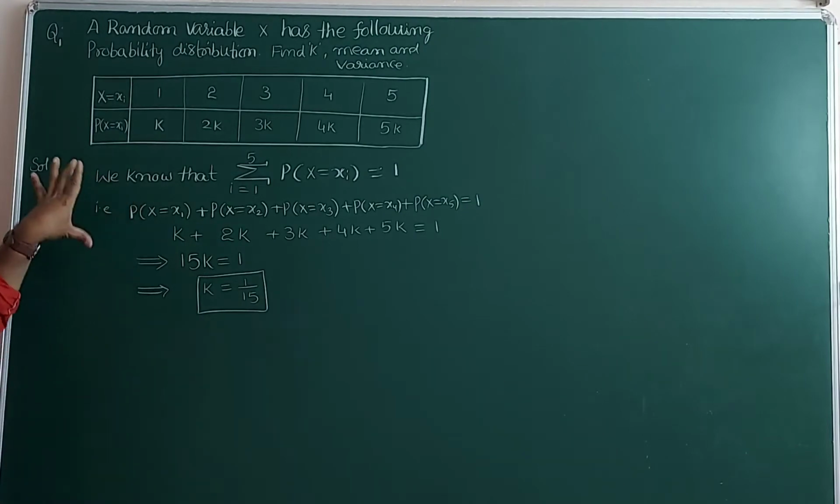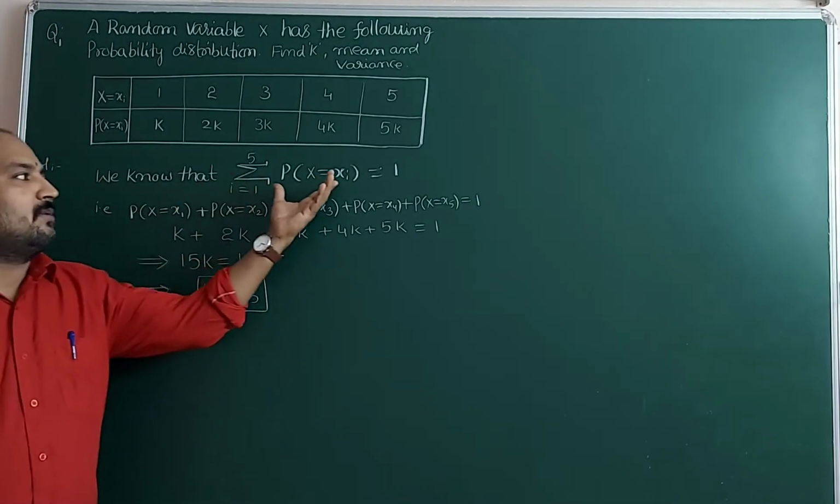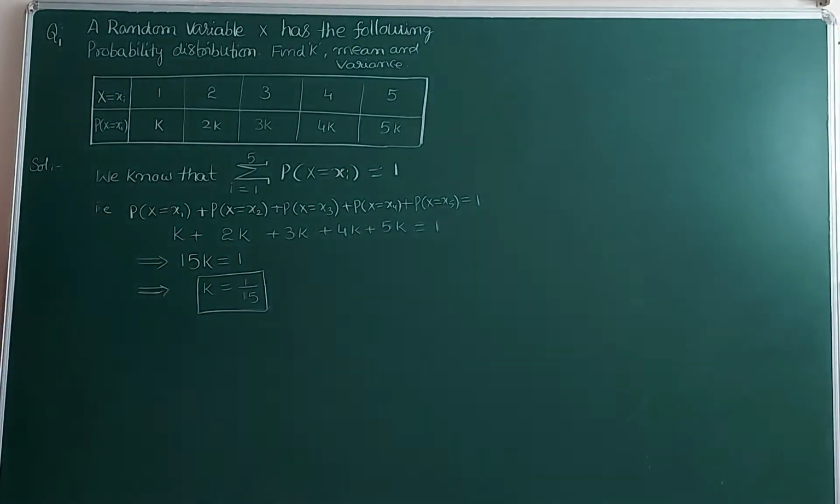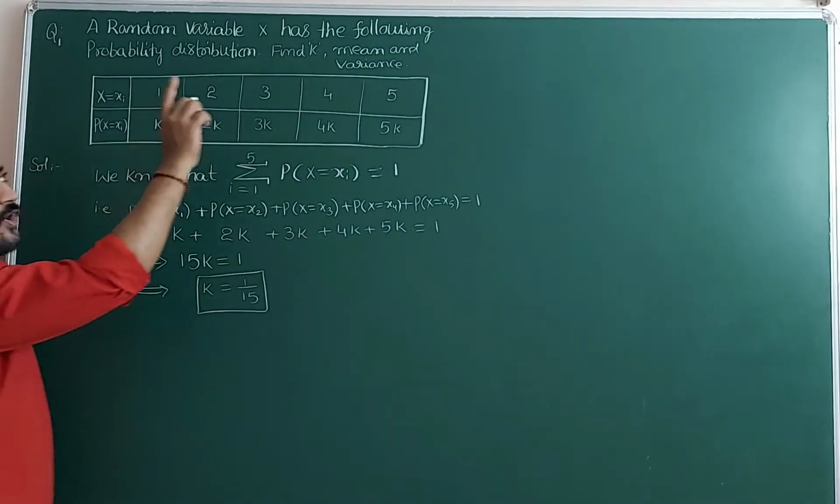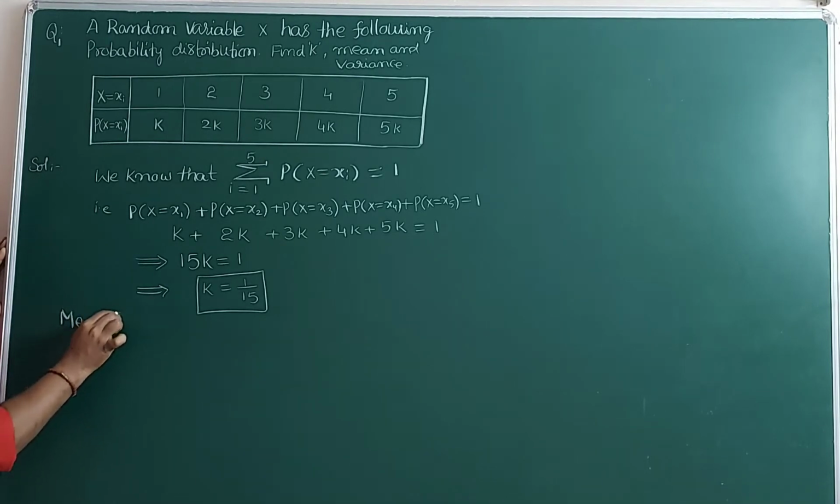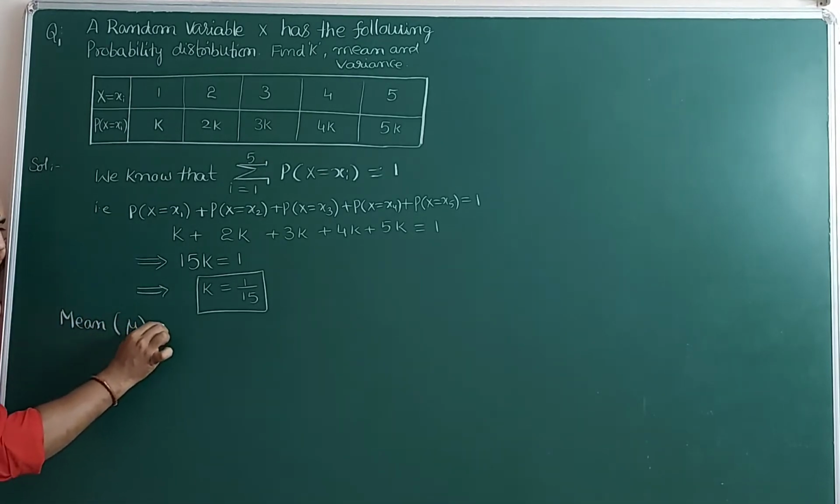So for this 1 mark, we know that the sum of the probabilities of the random variables is equal to 1 and get the value. Next, they are asking to find the value of mean. So write it, the mean of the random variable. Simply write it as a mean. In brackets, mu, it is denoted by.